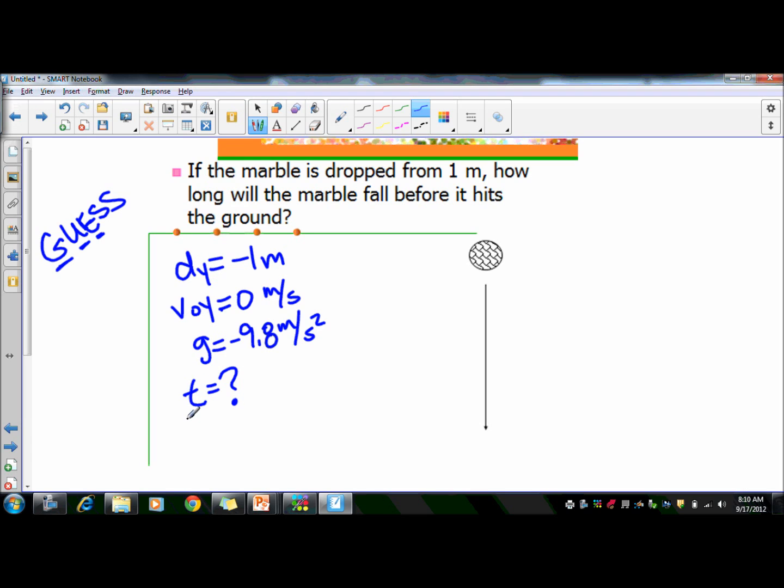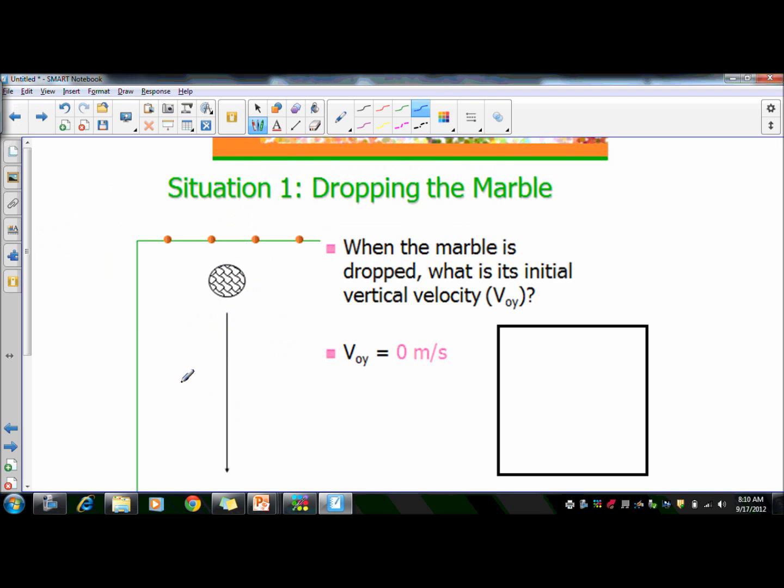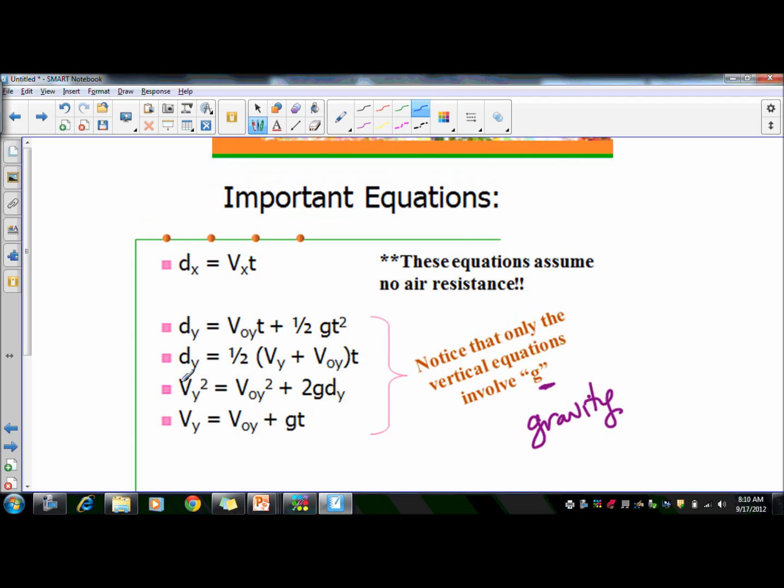So notice these 4 variables, if we go back to our equations, let's see, where is it? This one. So dy equals v naught y t plus 1 half g t squared. We have dy, which is -1. We have v naught y, which is 0. We're looking for t, and we have g, -9.8.